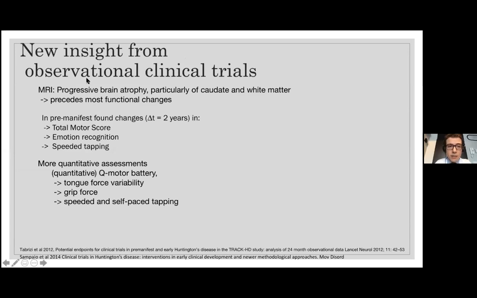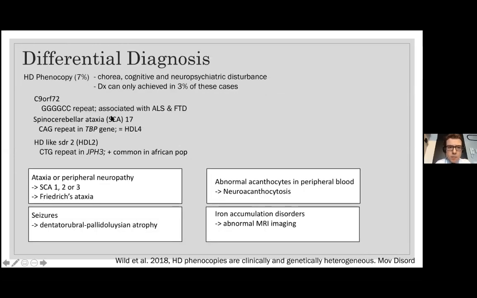Okay, and there have been a lot of observational clinical trials. So now we know that in terms of the MRI, we can see before the functional changes brain atrophy, in particular of the caudates and white matter. We can also start seeing some pre-manifest changes when we look at patients 2 years after, namely in the motor score, emotion recognition, and speeded tapping. Okay, and there are new quantitative assessments that can help us keep a better monitoring of the patient, especially for trials.